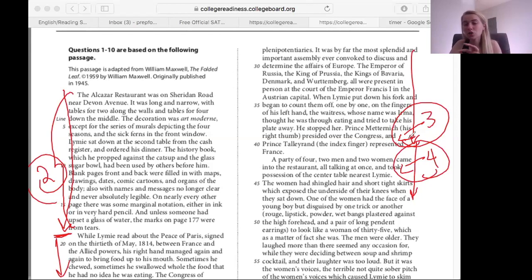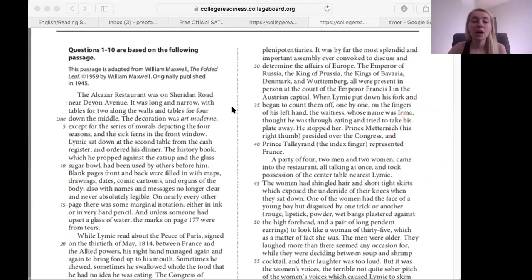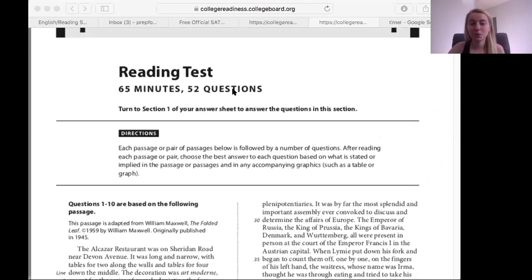Actually answer the questions as you read. Don't just put these to focus on that more and just mentally try and remember those sections. Actually answer those questions. Someone said, how much time should we take for each question? Great question. So here you're going to have about 13 minutes per passage.